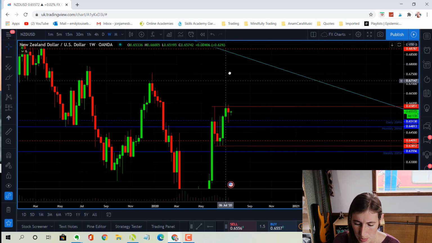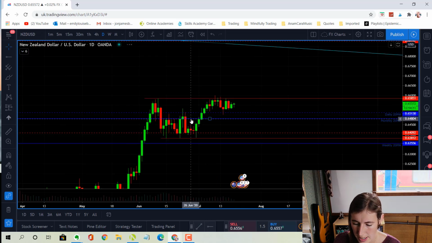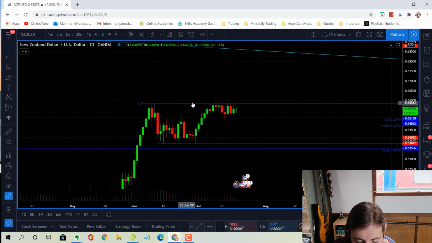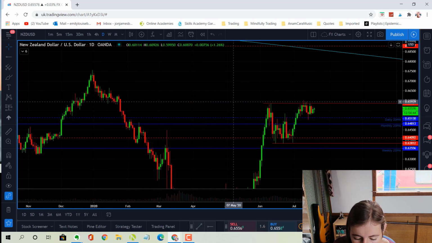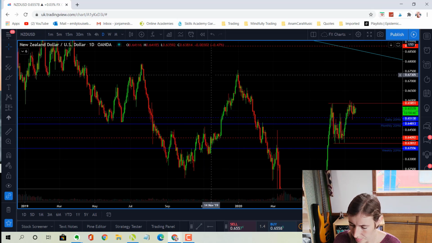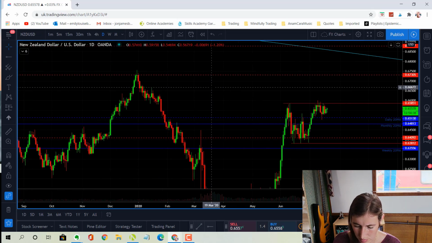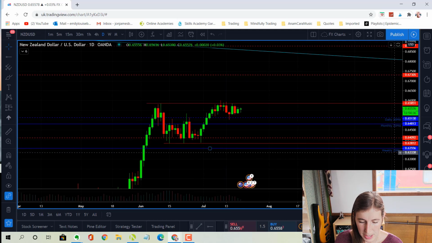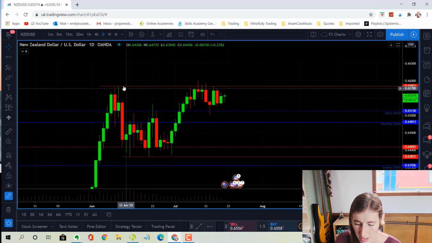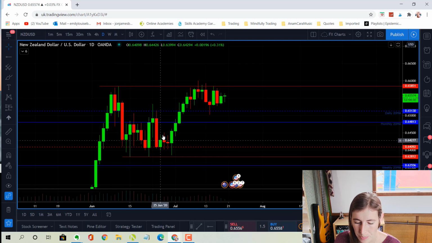Right, so we've come up here, and this has been acting as a resistance level. That could be another resistance point here, so I'm going to just add another line there on the daily. So we've come up and hit this resistance, we've come back down and consolidated along this pivot line here, and then we've come back up to try and retest that.